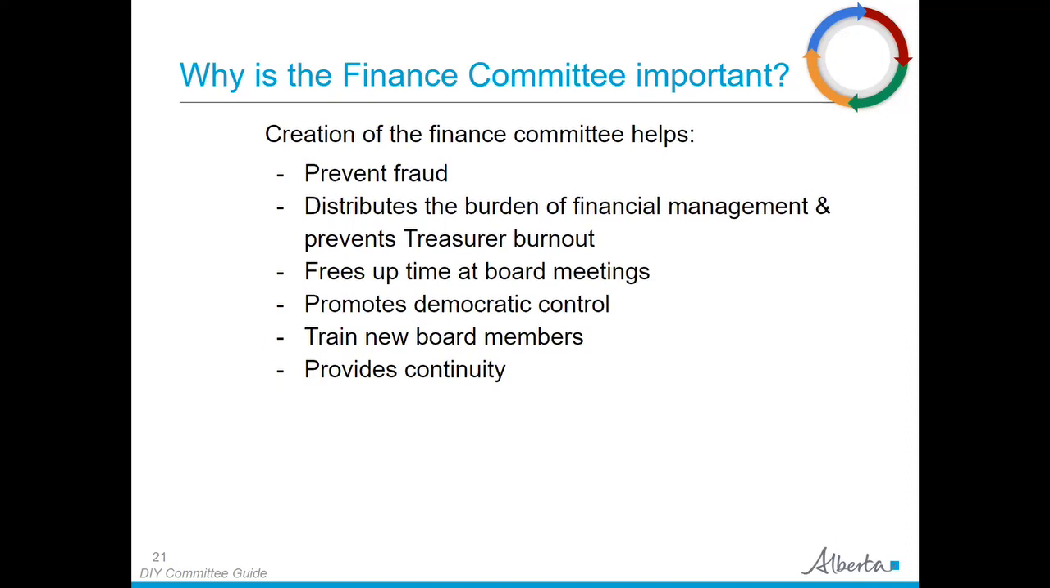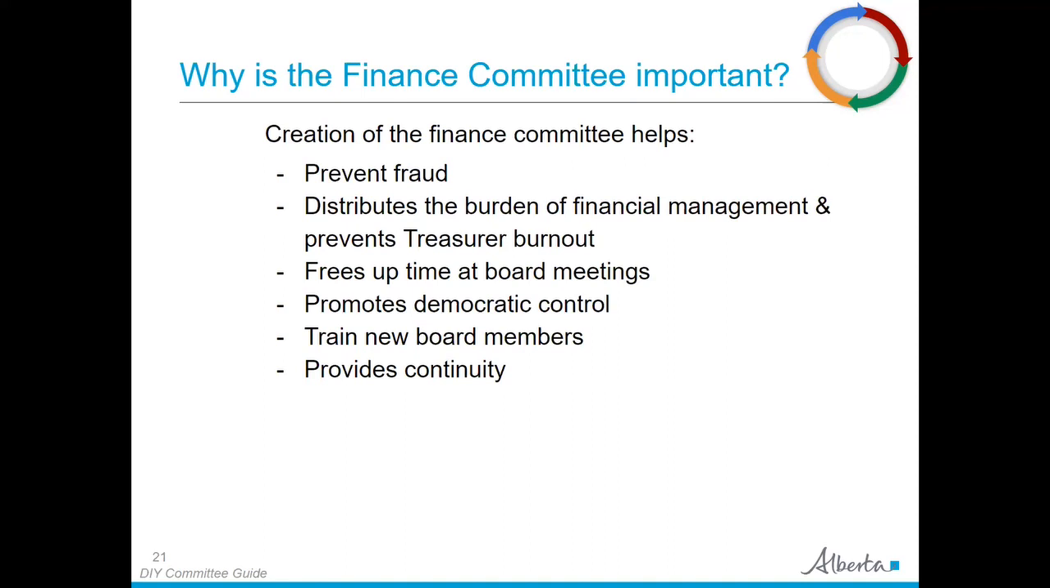It enables more democratic control of the organization's finances. It helps train new board members in financial matters by serving on the finance committee, and it provides for continuity when the treasurer resigns or their term of office ends. For these reasons, it is good for both small and large organizations to help the treasurer and set up a finance committee to share the workload of the nonprofit's finances.